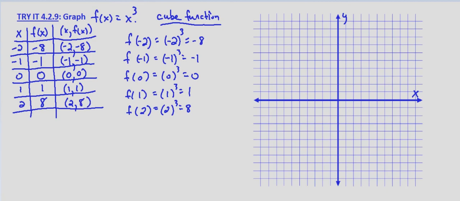So now we'll plot those points. -2, -8, 1, 2, 3, 4, 5, 6, 7, 8. -1, -1. 0, 0. I'm going to go ahead and change colors here to differentiate where these points and our curve are. 1, 1, and 2, 8.